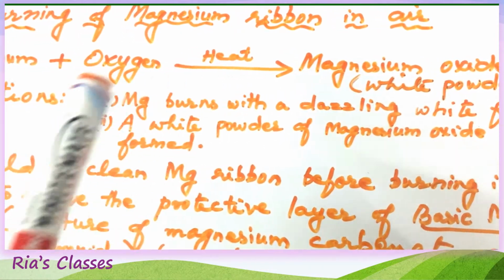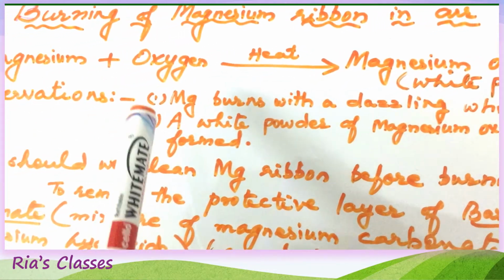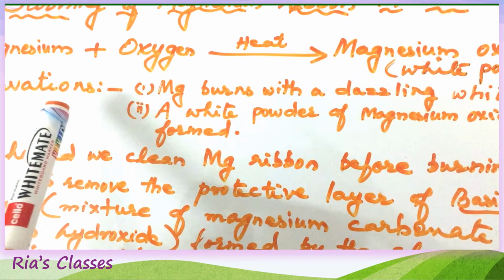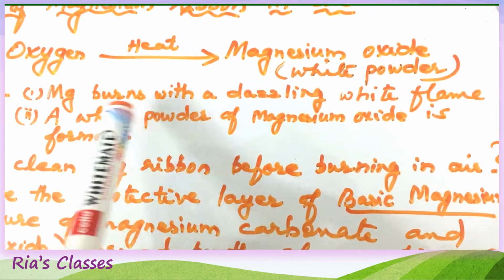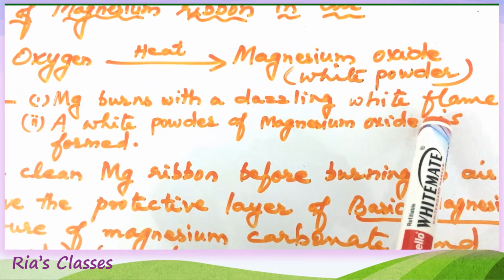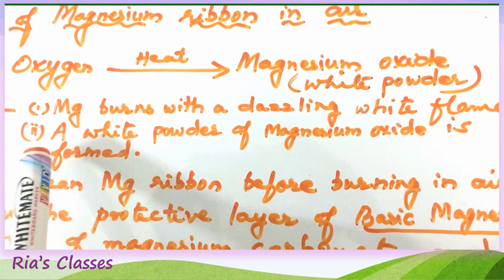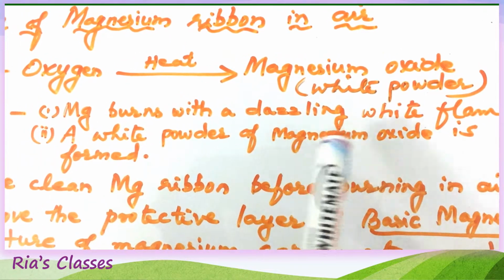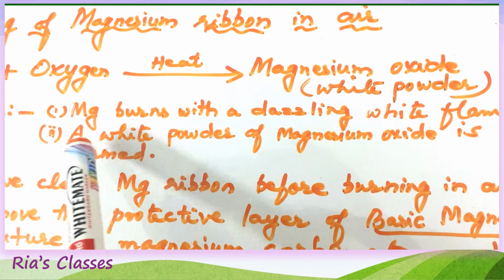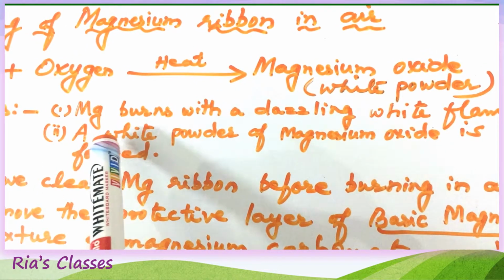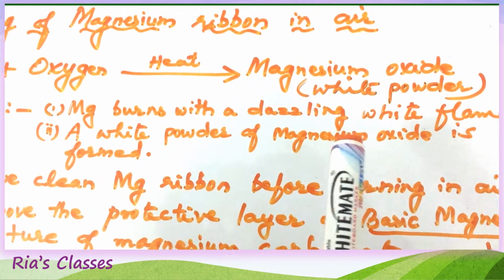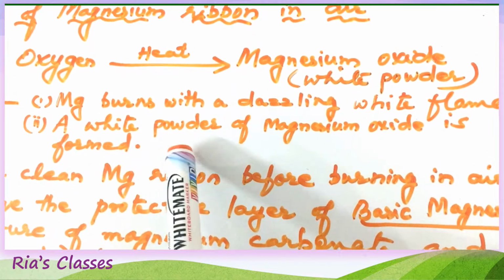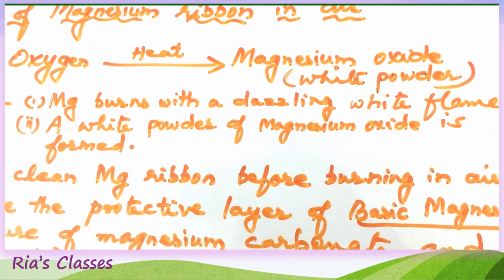Now, what observations can we see when we burn the magnesium ribbon? The first observation is that magnesium burns with a dazzling white flame. The second observation is that a white powder of magnesium oxide is formed. So these are the two observations: magnesium burns with a dazzling white flame, and a white powder of magnesium oxide is formed.